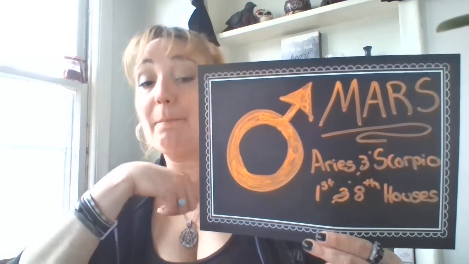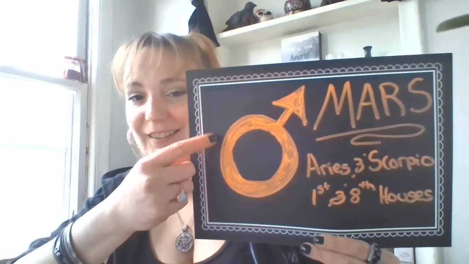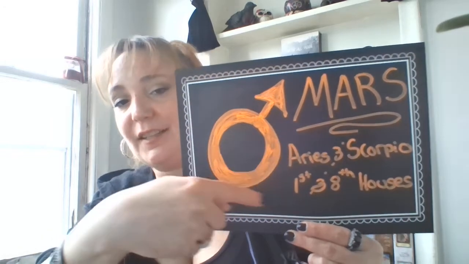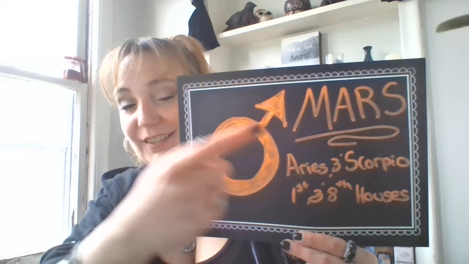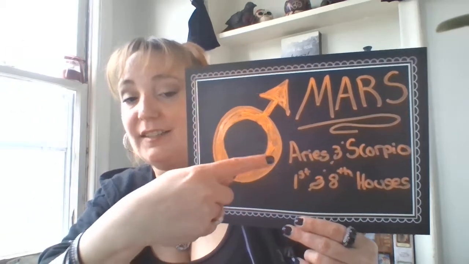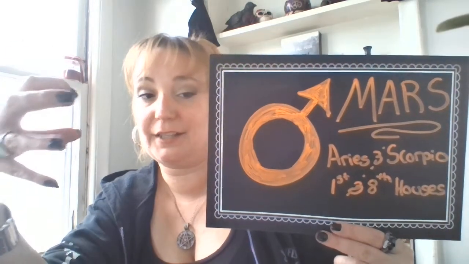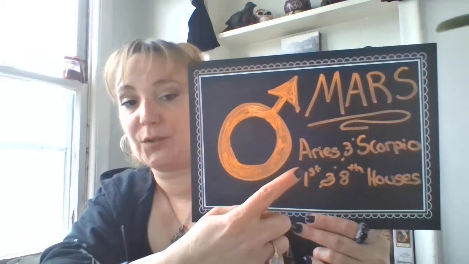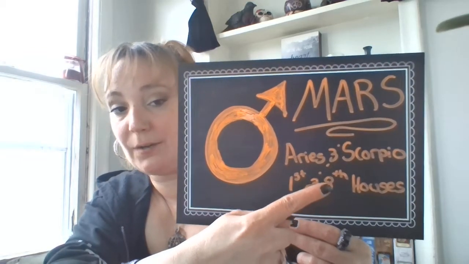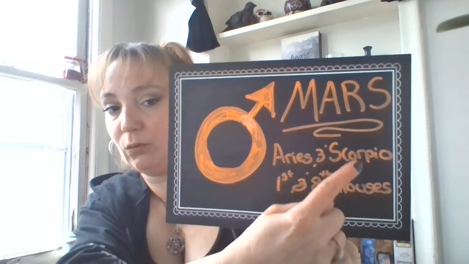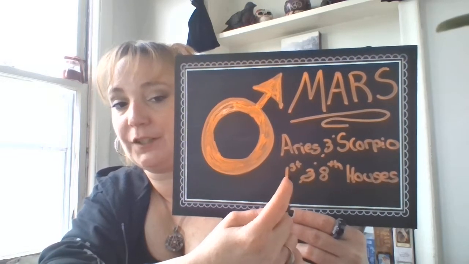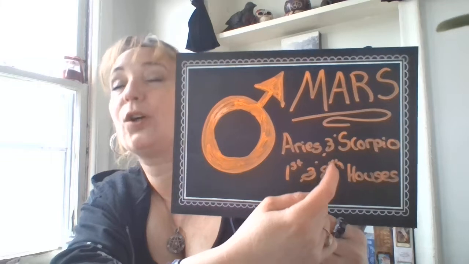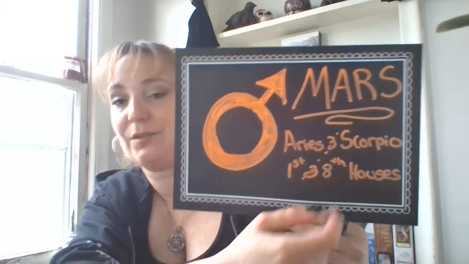All right, so Mars right here. If you see this symbol, it's got a circle. It looks like a little arrow coming out of the head of it. This is a symbol for Mars, wherever you find it in your chart. Mars rules Aries and Scorpio. Well, it co-rules Scorpio, but we'll get into that later. And then it rules the first and co-rules the eighth house. So that's Mars.